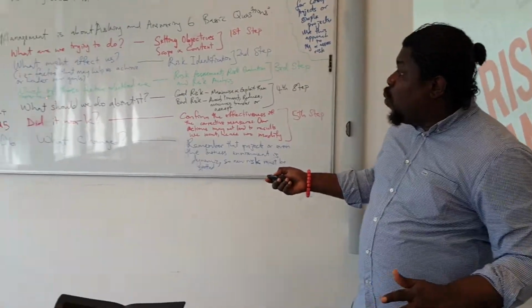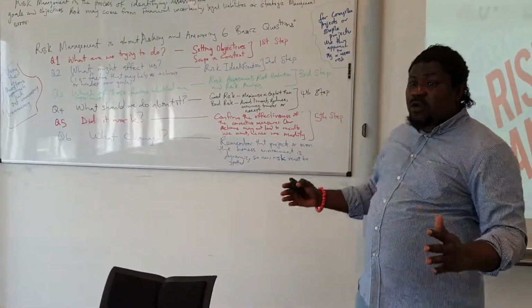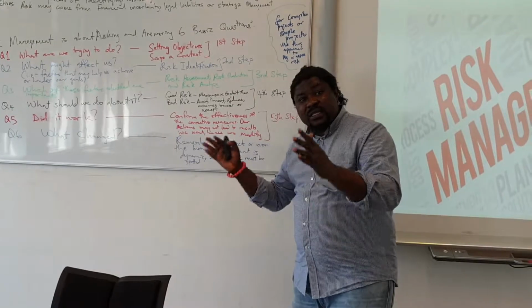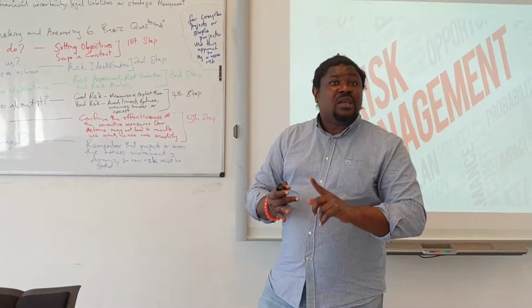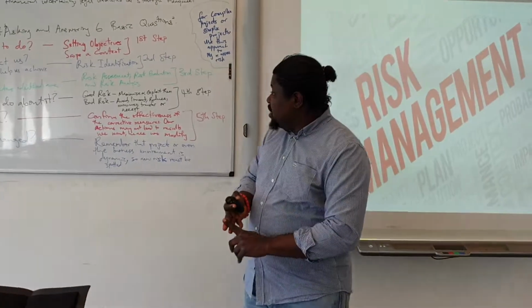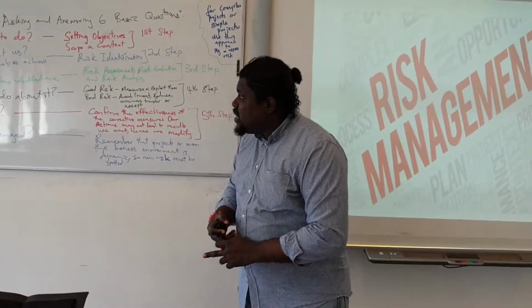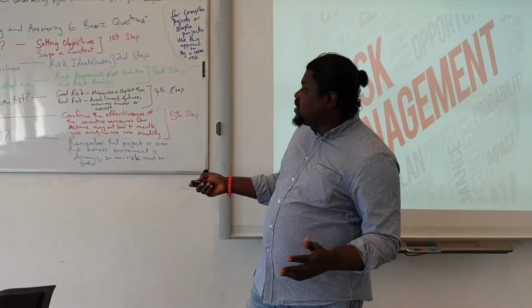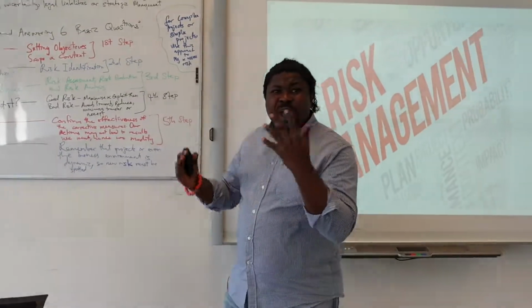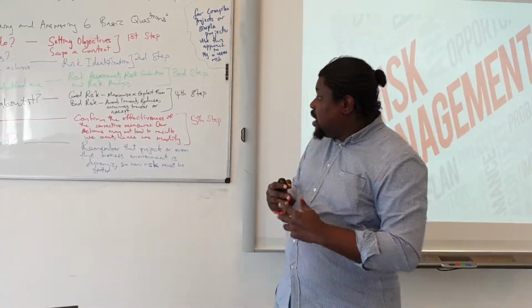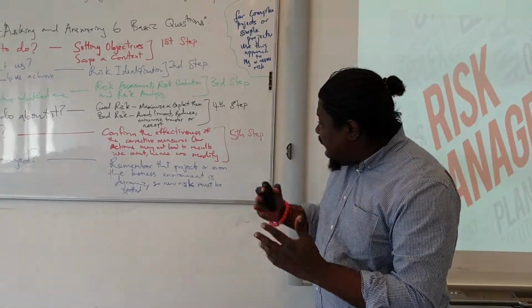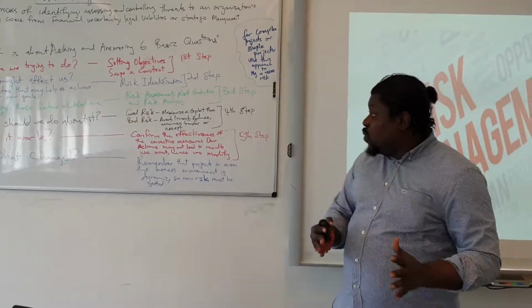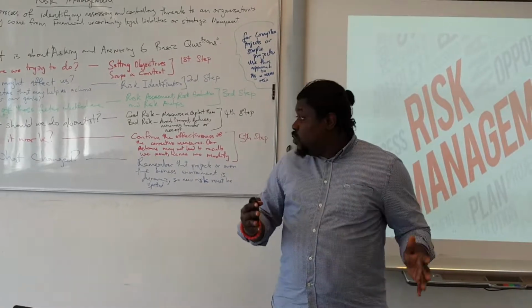Question number 4, what should we do about it? If it's a good risk, like I said, maximize the situation, exploit it. If it's a bad risk, prevent it, reduce it, avoid it, or transfer it. Then you have to ask yourself the 5th question, did it work? Try to evaluate the effectiveness of the corrective measures. The actions may not lead to the results that we want, but we can always modify.